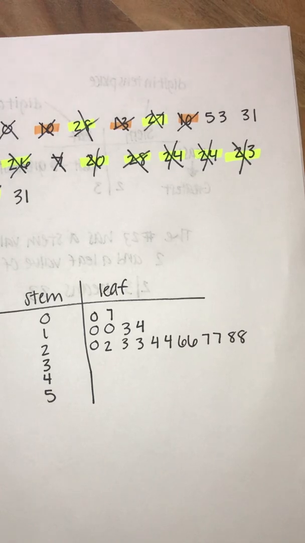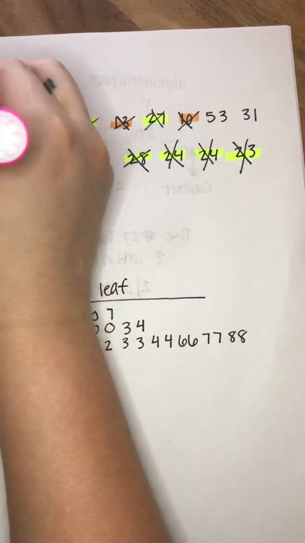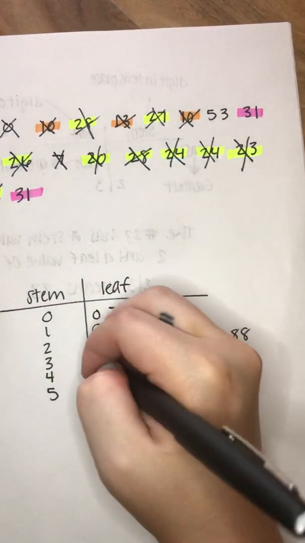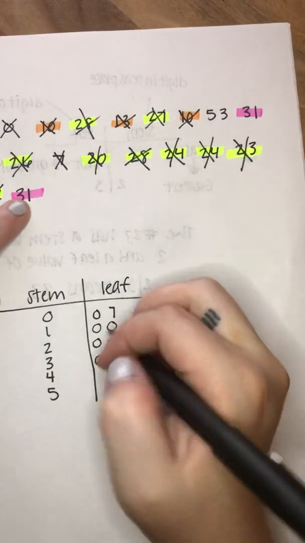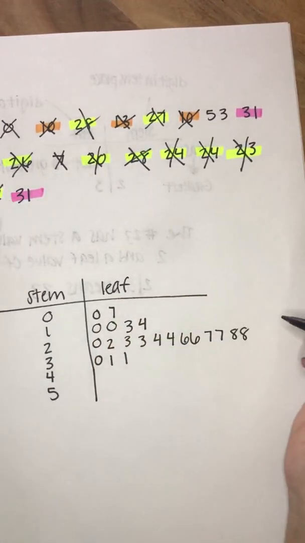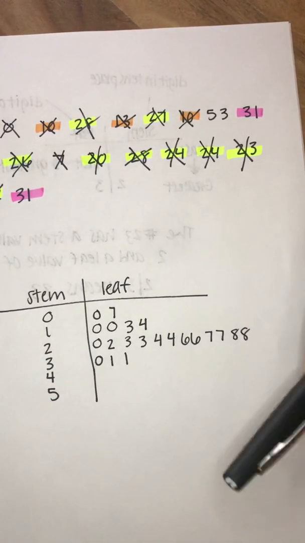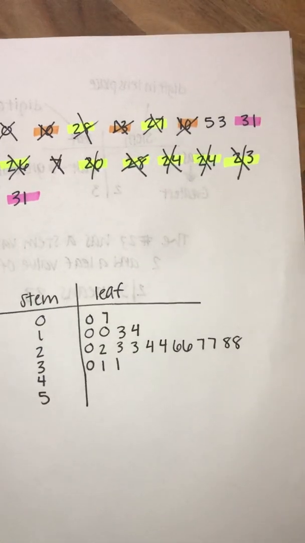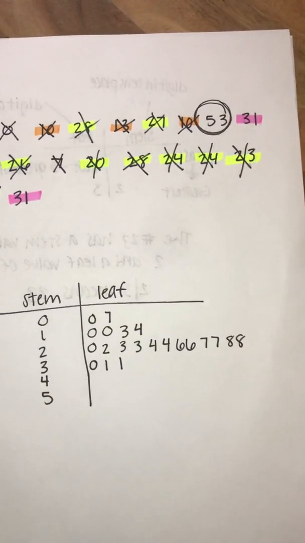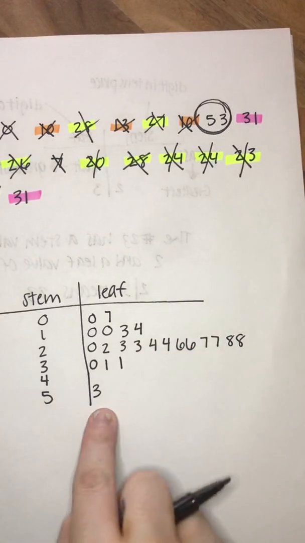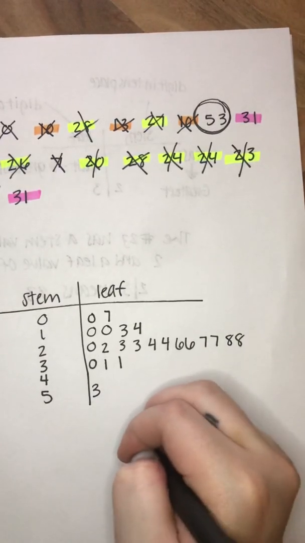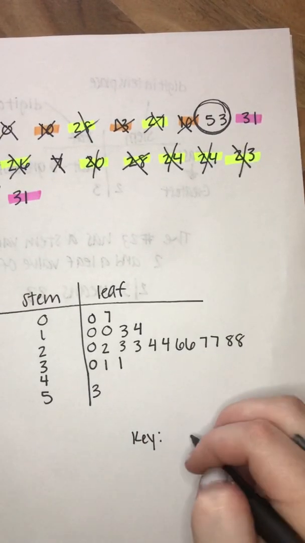Now I need to move on to my 30s, so I'm going to write those in pink. I got 3 of them. My lowest one is 30, so I'm going to do a 0. And then I have two 31s, so I'm going to do 2 1s. Then I go on to 4. I don't have any numbers with a value of 40, so I'm going to skip it and leave it blank because we don't have any of those numbers. Then I go to 53, and I only have one 53, so I put a 3 here because 5 line 3 is 53. You want to make sure to always put a key at the bottom.